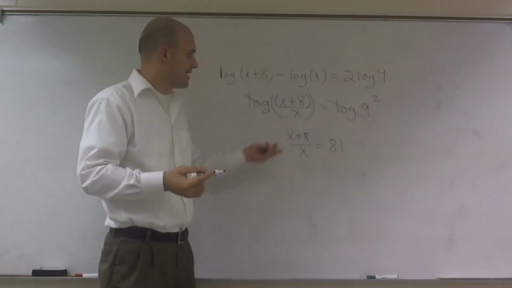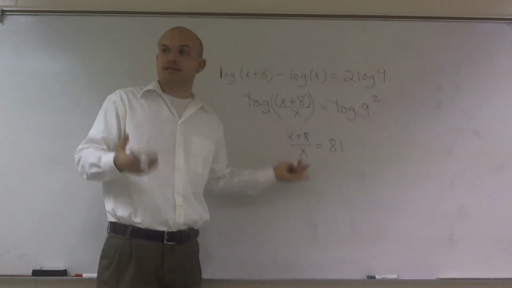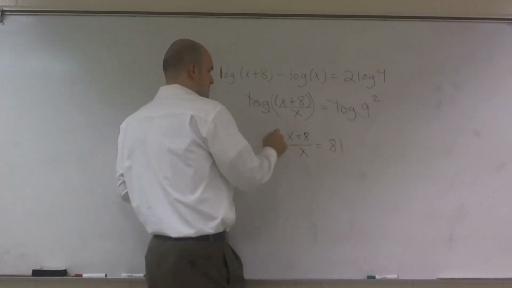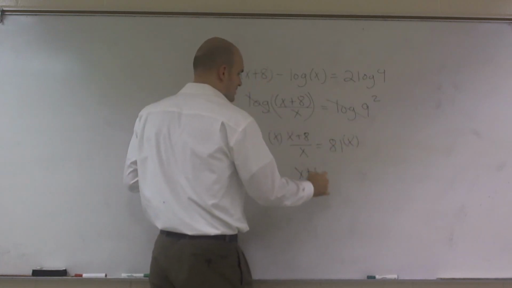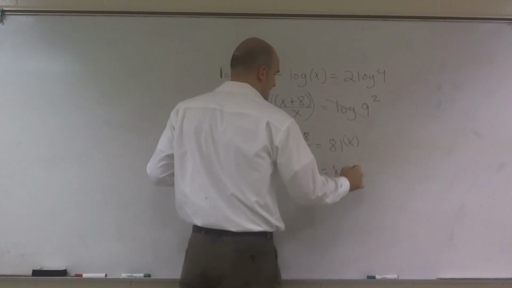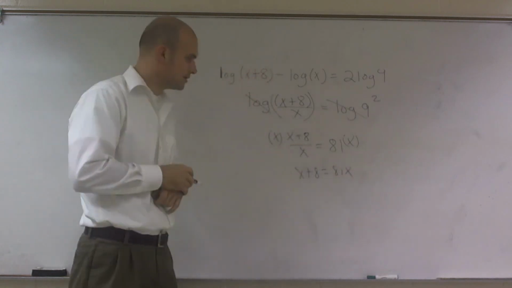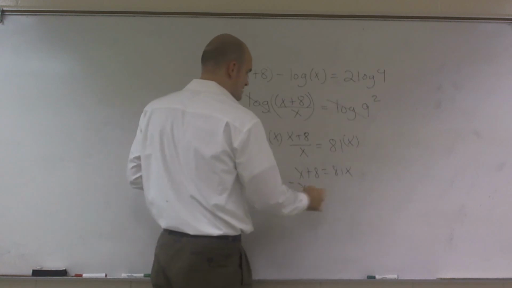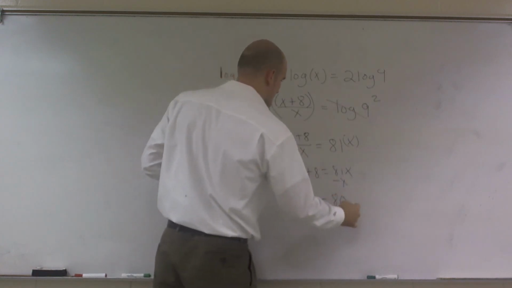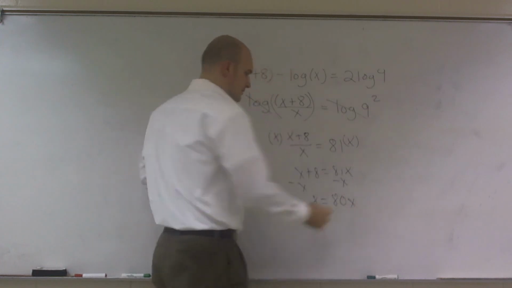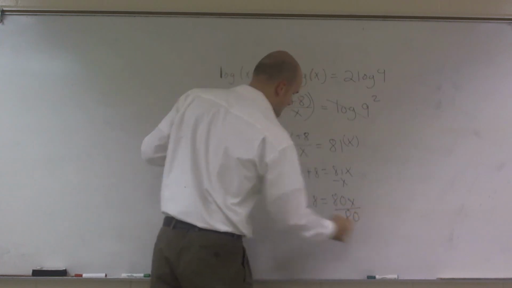Well, from here, I have an x on the top and an x on the bottom. So to get rid of my x on the bottom, I'll multiply by x on both sides. Therefore, I have x plus 8 equals 81x. All right, I will subtract an x now, and I'll get 8 equals 80x. Then what I'll do is divide by 80.